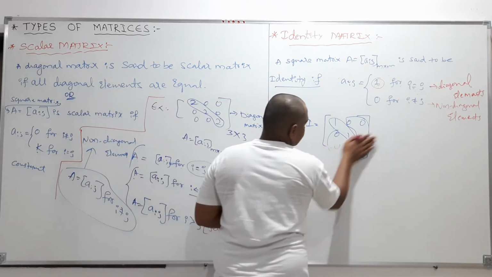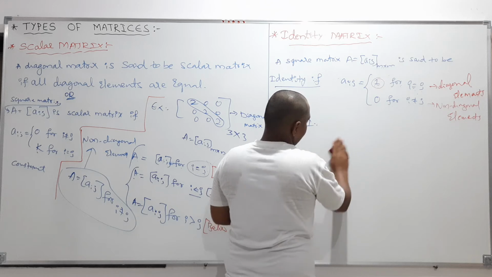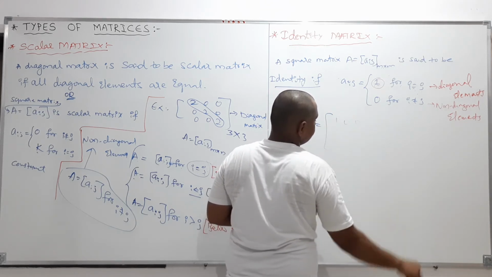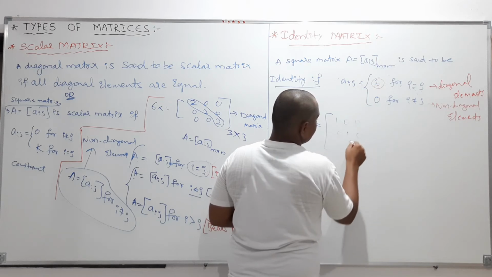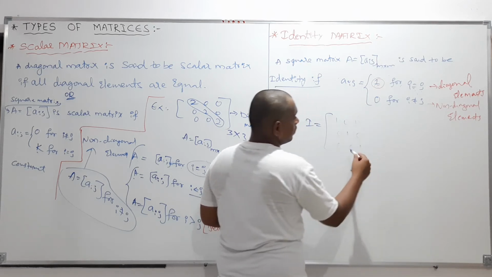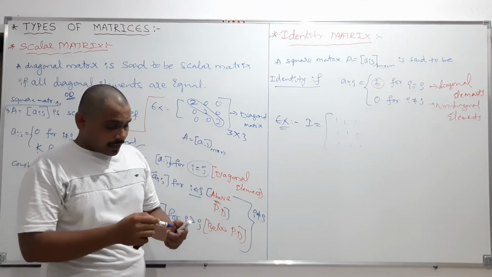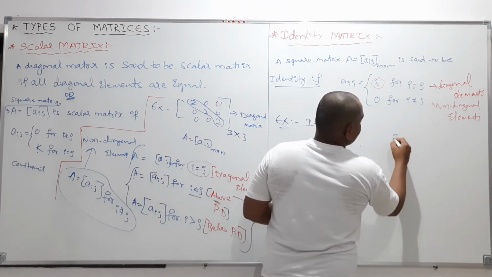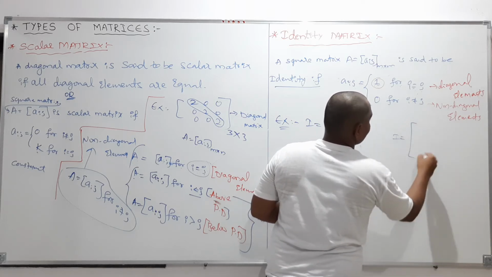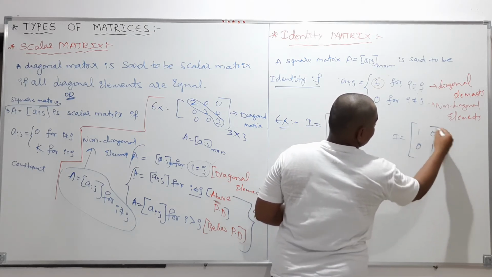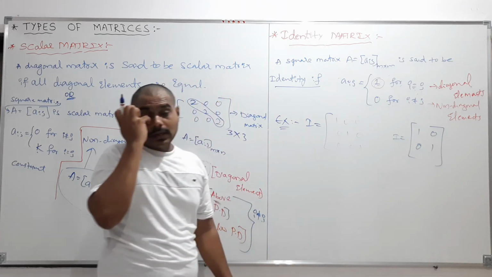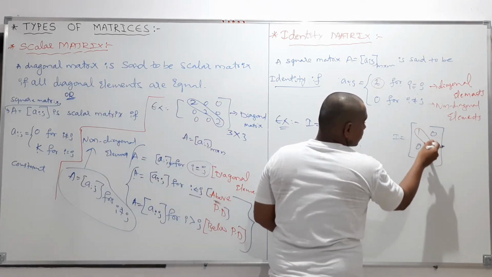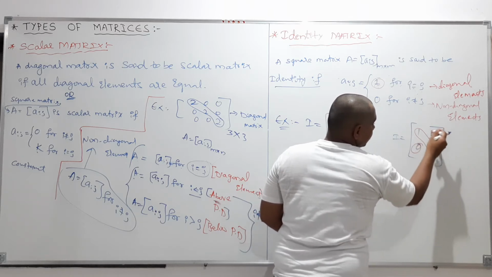So I'll write it once. 1 0 0, 0 1 0, 0 0 1, clear. So this is the example for the identity matrix. And I can also take another example, 1 0 0 1. This is also an example for the identity matrix, because all the diagonal elements are 1 and non-diagonal elements are 0.